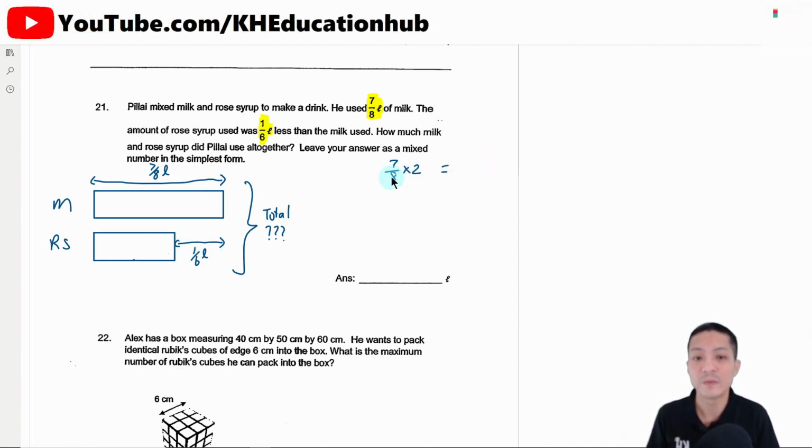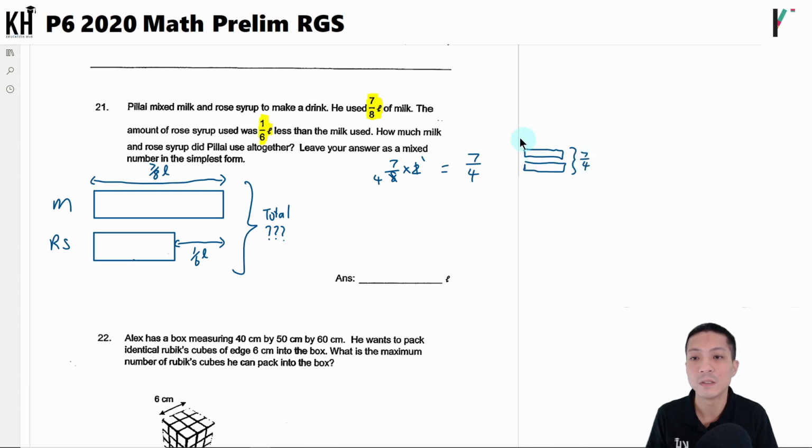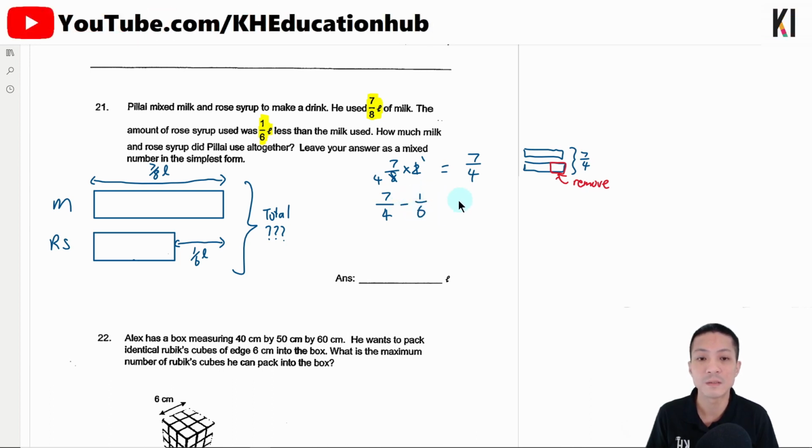This will give me, if you're reducing, cancel 4, cancel 1, 7/4. Remember this 7/4 is basically, in model sense, it'll be like 2 equal blocks, like this. This is like 7/4. And then the next step, I'm gonna minus away this part here. I'm gonna remove. So that means the next step you can do is you can do a 7/4 minus a 1/6.